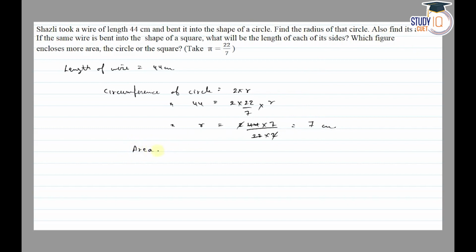Then also find its area. So area of circle is equal to pi r square. So 22/7 into 7 into 7. So 7 से 7 cancel out हो जाएगा. 7 into 2 14. Then 7 into 2 14 plus 1 154 centimeter square.